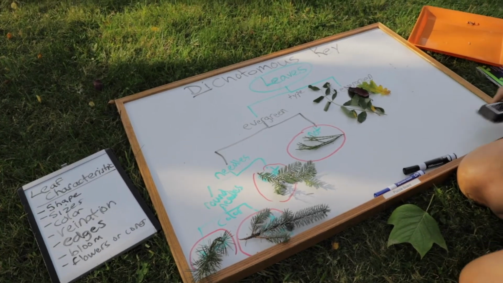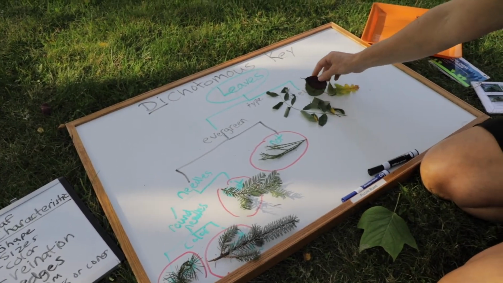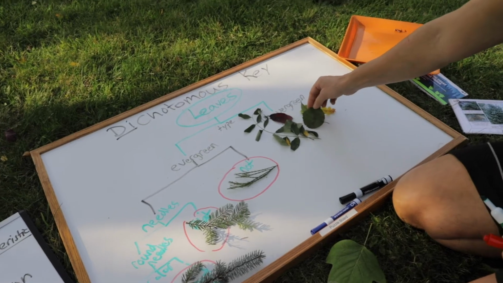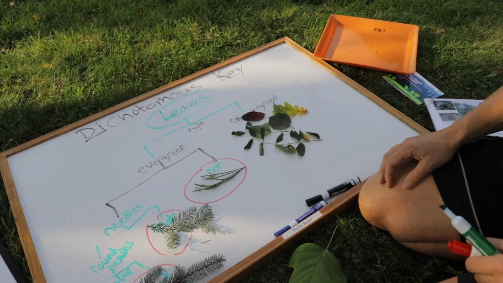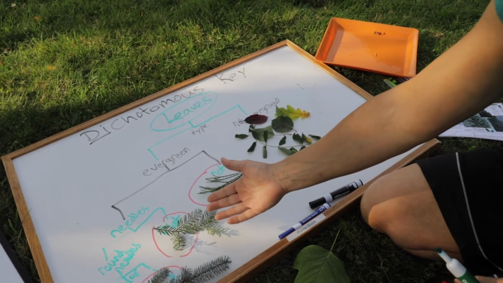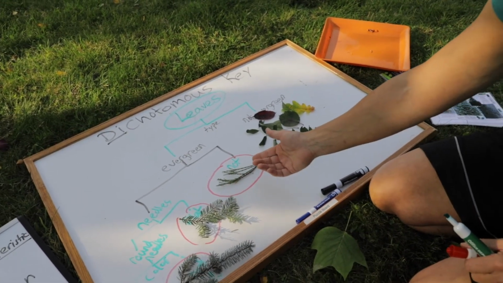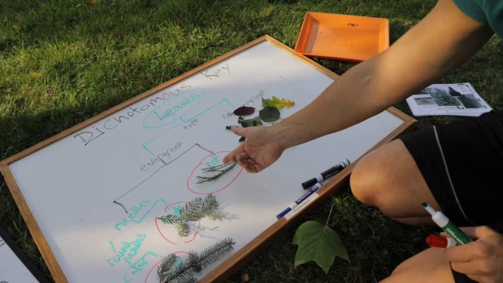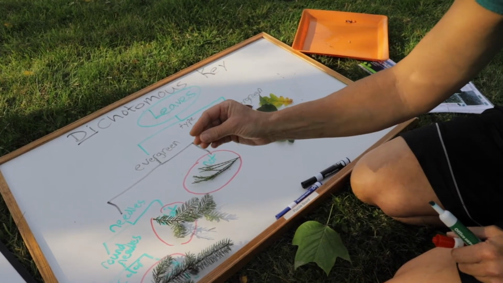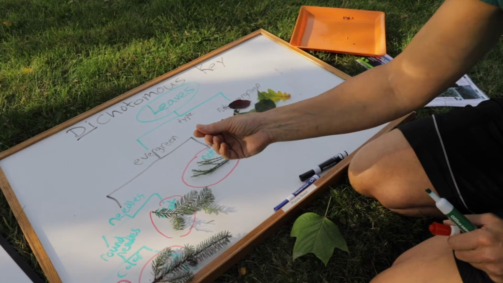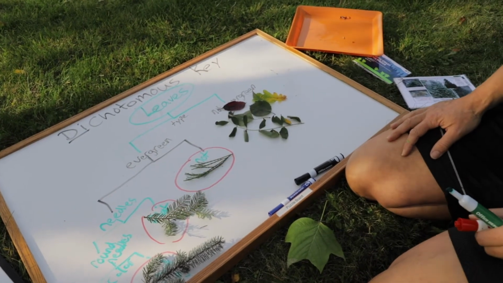Now we would go back and we would do that same process with our not evergreen leaves, our deciduous leaves. And on this one, we looked at whether they were needle-like or not needle-like. These are kind of more scale-like. We looked at whether they were flat or round in dimension, and we looked at color.